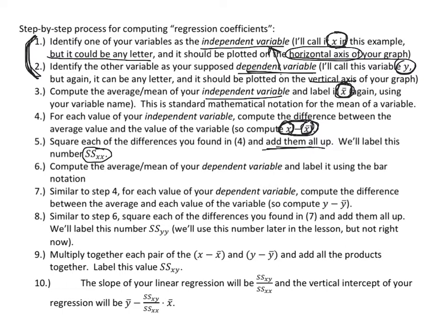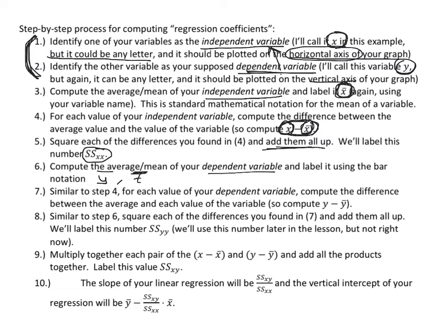Okay. Now, we're actually going to do really similar things again, but now with the dependent variable. For step 6, you're going to compute the average or mean of your dependent variable, and you label it using the bar notation. So again, y bar, or maybe you'll call it t bar. Whatever your dependent variable is, you put a bar over it because that's the mean.